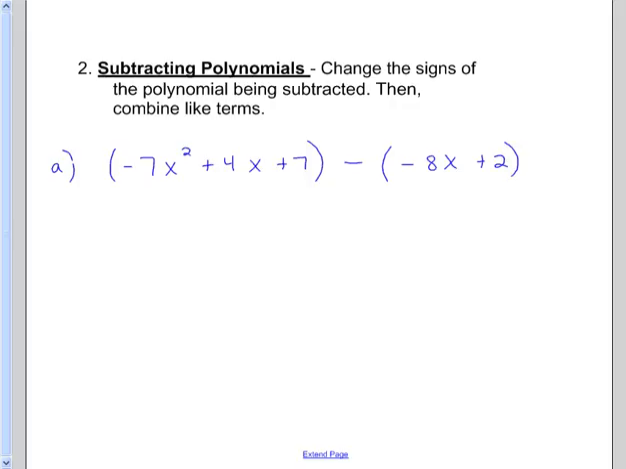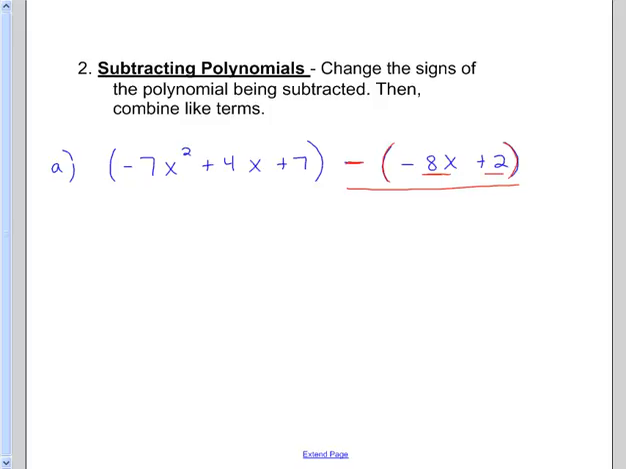The problem will tell you to subtract. So I say change the signs of the polynomial that's being subtracted. That means I'm talking about the second polynomial. If I look at that, I have a negative sign in front of it. What have we always said since the beginning? If I have a negative in front of parentheses, it is the same thing as distributing a negative 1. And if I distribute a negative 1, what's going to happen to these terms inside? Their signs are going to change.